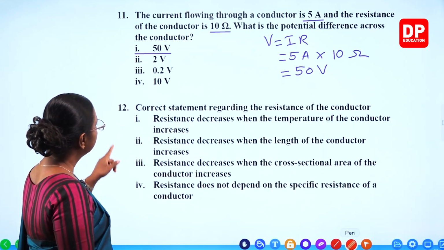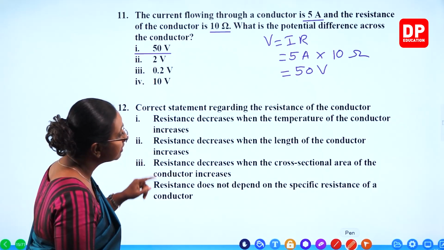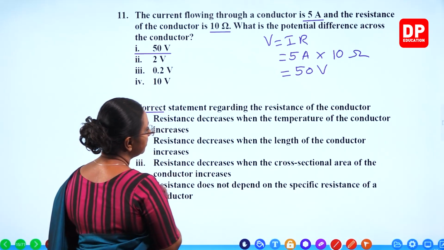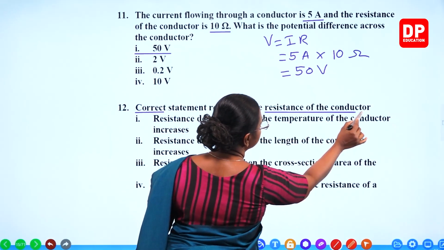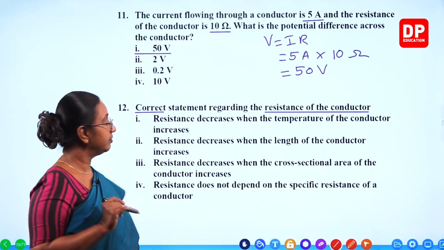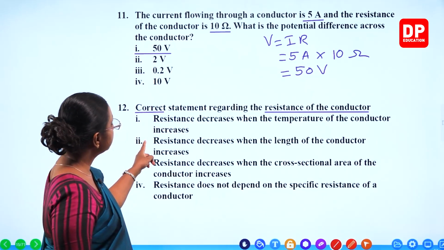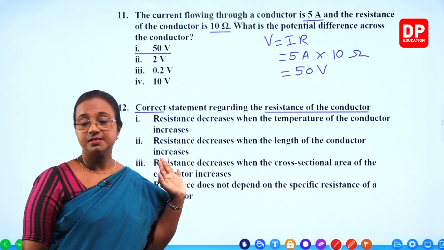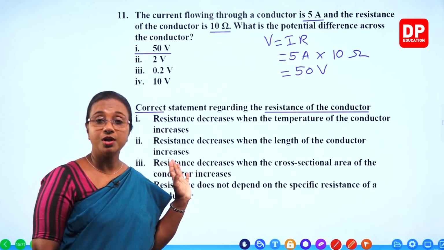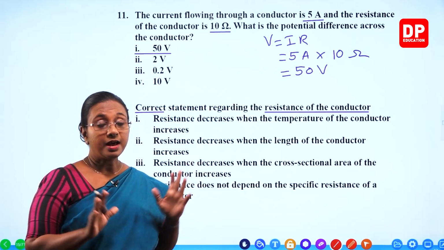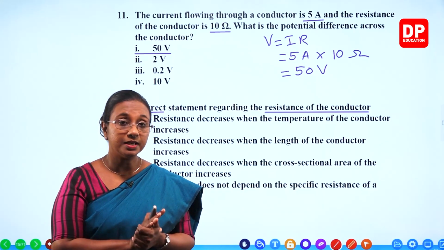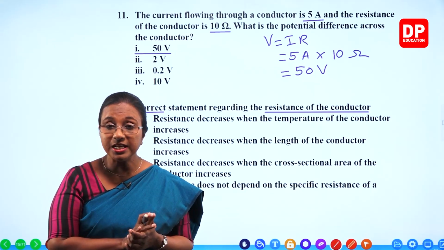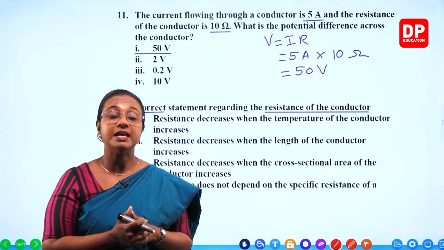Question number 12. Correct statement regarding the resistance of the conductor. So, two things: correct statement, and the resistance of the conductor. That is what you have to concentrate on. Resistance decreases when the temperature of the conductor increases. That is wrong. I told you all before also, there are factors. The temperature affects the resistance of a conductor.